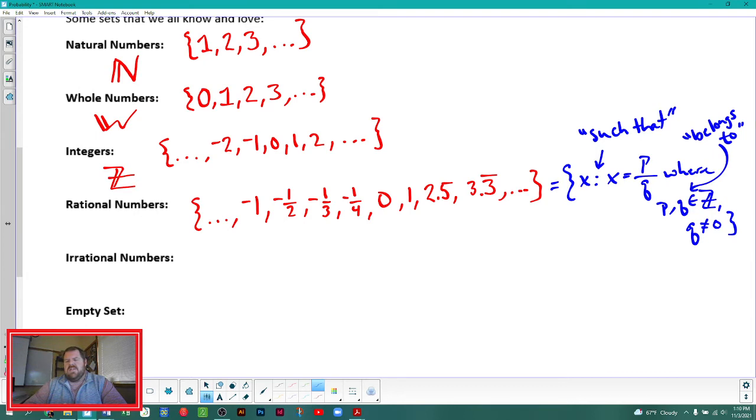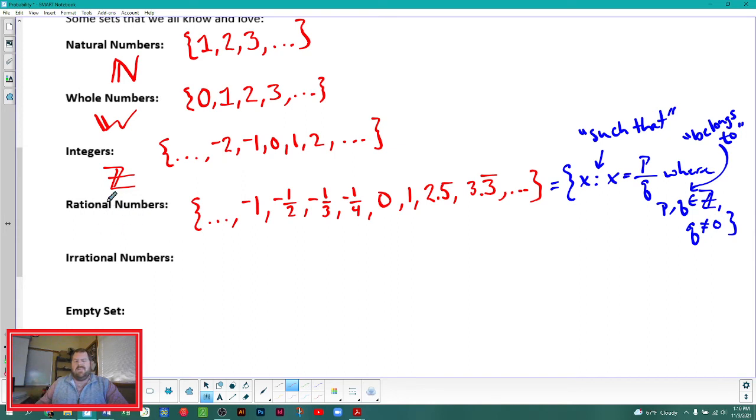Okay, and then q is not 0. That's just because we can't divide by 0. So this whole thing is called set builder notation, and it's a way to encompass a lot more than just listing. We can't list all those numbers, so we have to find another way to say that.